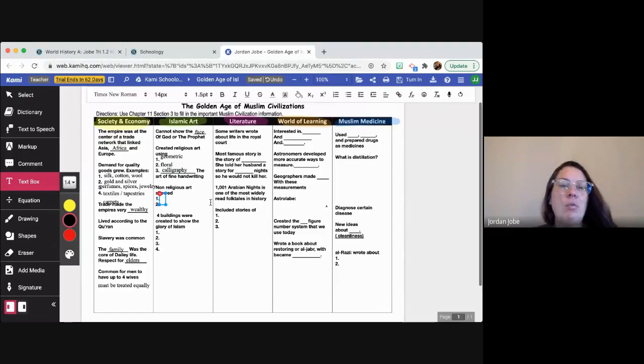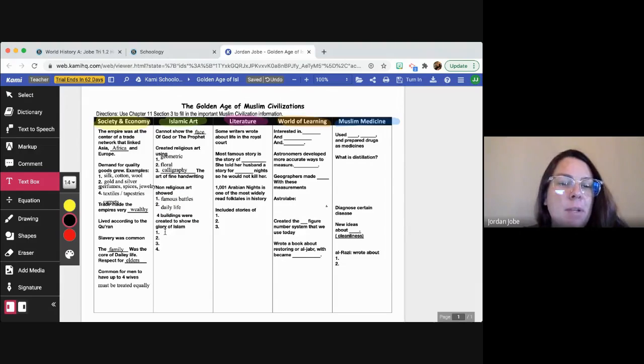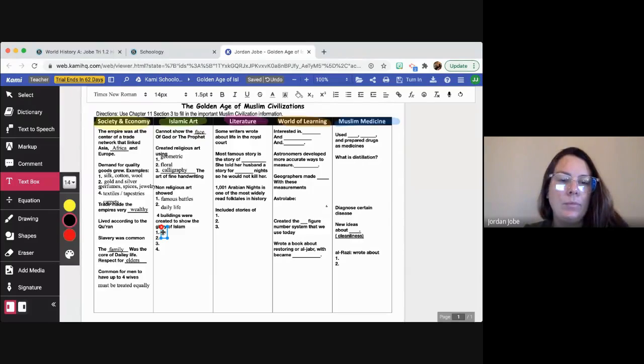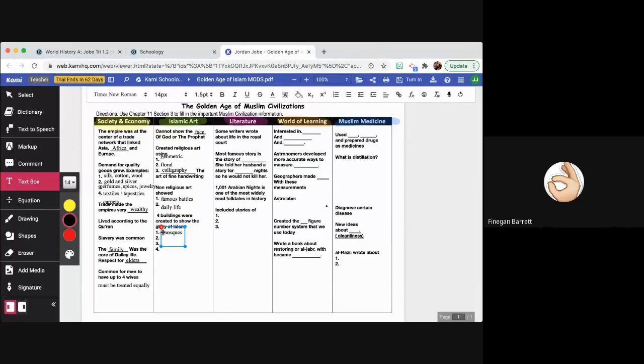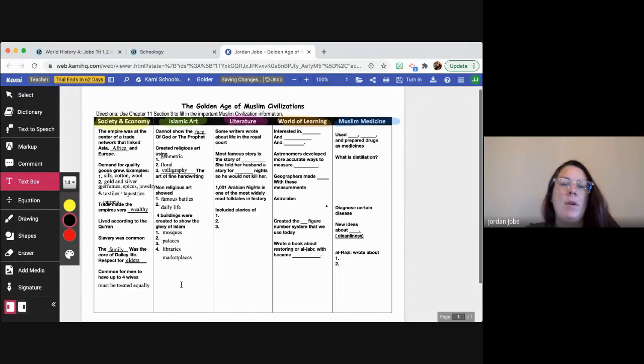Non-religious art, however, showed what two things? Famous battles and similar scenes. Okay, famous battles or similar scenes. What else did it depict? Daily life. Yeah, daily life. Pretty average stuff. And then you have 4 different buildings that were created to show the glory of Islam. What were these 4 buildings? What's the first one? Mosques, palaces, libraries, and marketplaces. Perfect. A lot of the money from the trade went into these. So you had really ornate and beautiful mosques, palaces, libraries, and marketplaces.